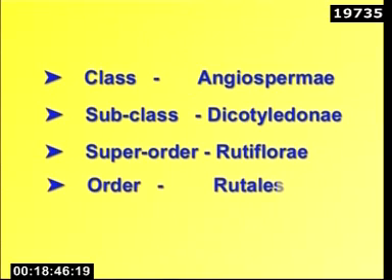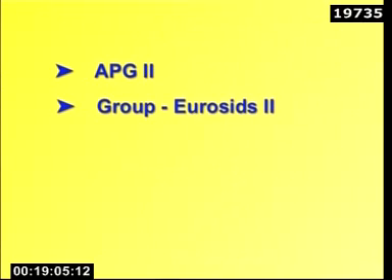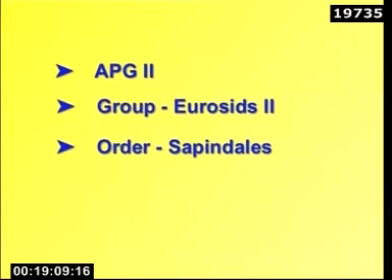and order Rutaceae. The Angiosperm Phylogeny Group, a large collaborative group of taxonomists led by Peter Stevens, placed the family in APG 2, group Rutaceae second, and order Sapindales. After discussing the systematic position, we now come to the phylogeny of the family Rutaceae.